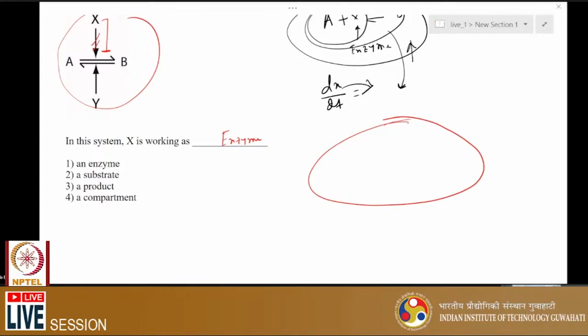Suppose you take a eukaryotic cell, a human cell, you will have compartments. Maybe you have a Golgi here, and you have a nucleus here. These are separate compartments, and molecules can move from one compartment to another.